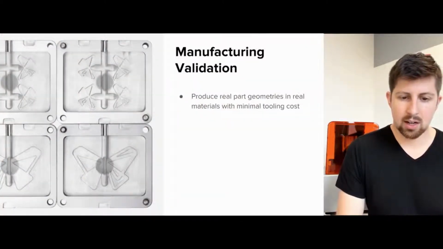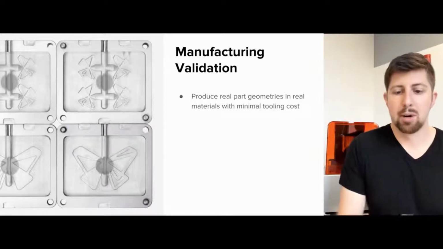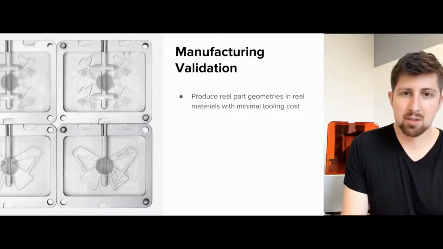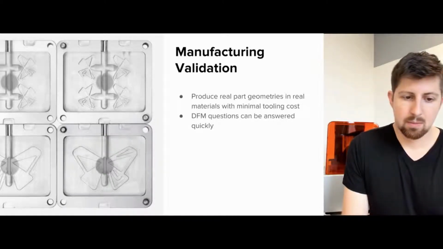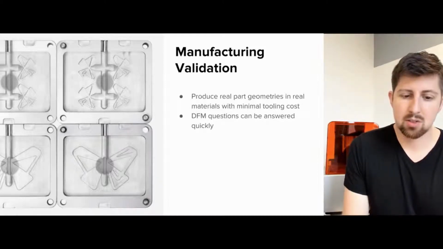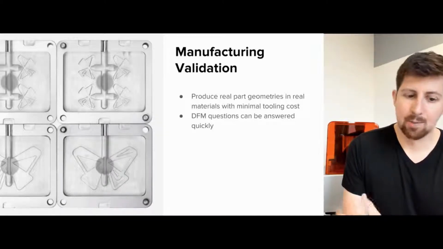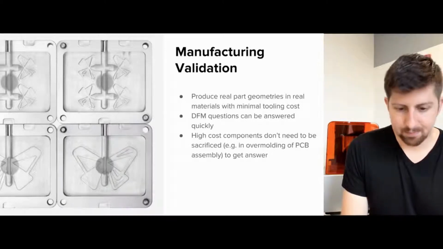The other bit of this is kind of manufacturing validation, so producing your real part geometries and real materials with minimal tooling. So you can also print molds for injection molding or other types of manufacturing processes to quickly get a couple of parts made, shoot real plastic into that mold that was off of a Formlabs printer and validate that the part geometry works as expected, that the mold flows as expected, and get your DFM questions answered.